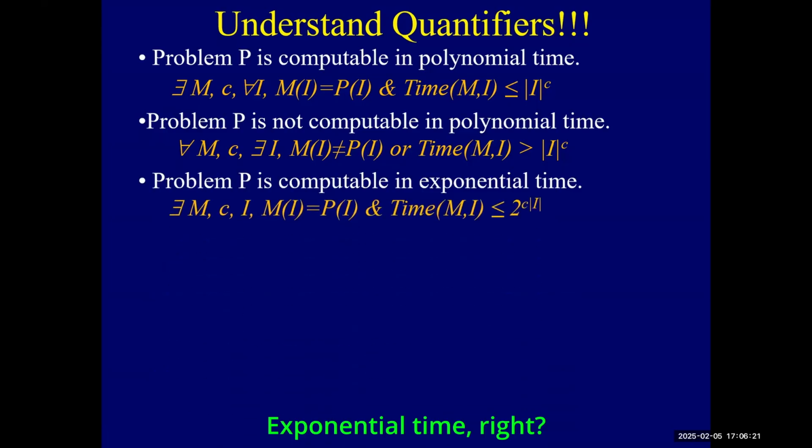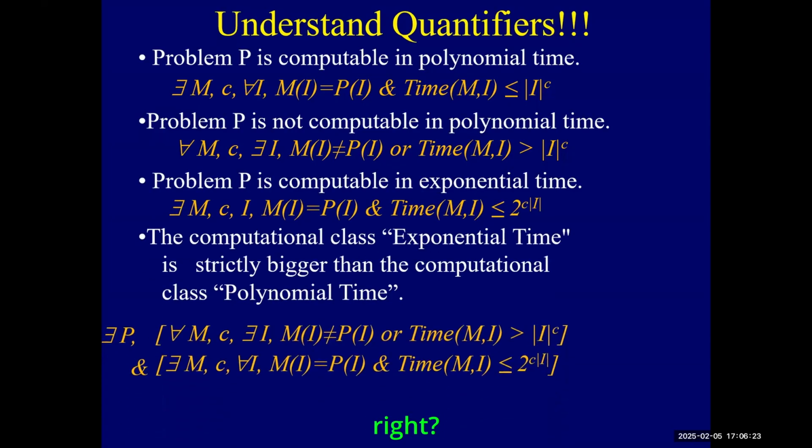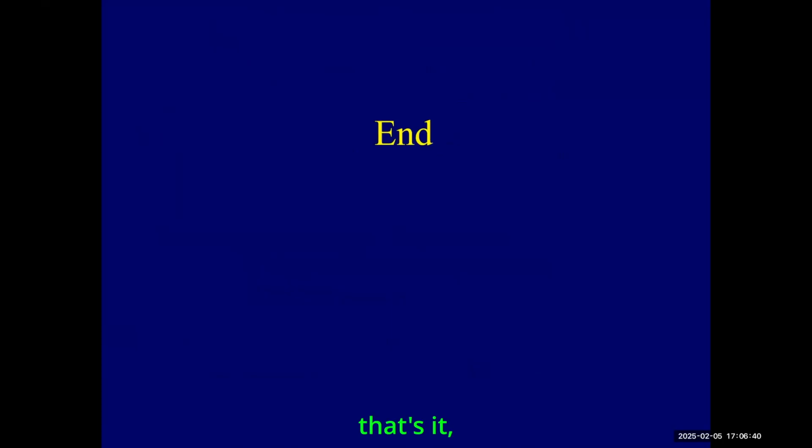Exponential time, same deal. And what does this say? This says there is a problem that can't be solved in polynomial time, but can be solved in exponential time. And that's it for running time. Everybody good with running time?